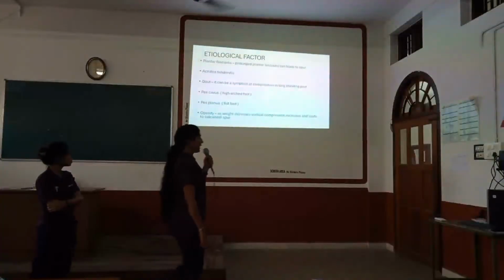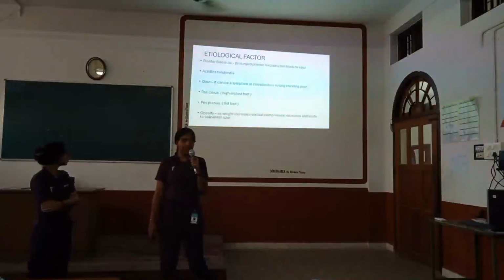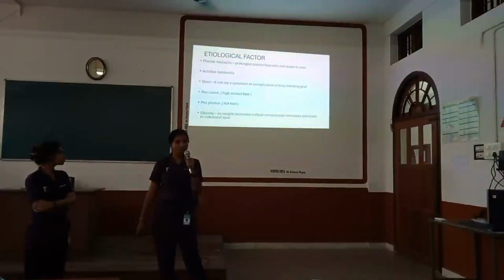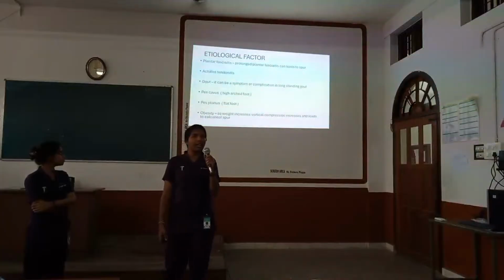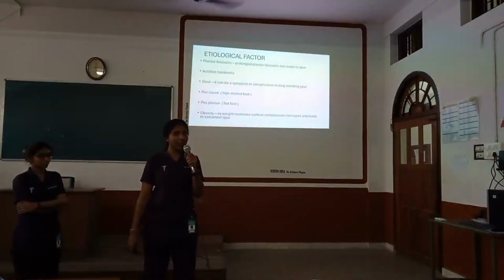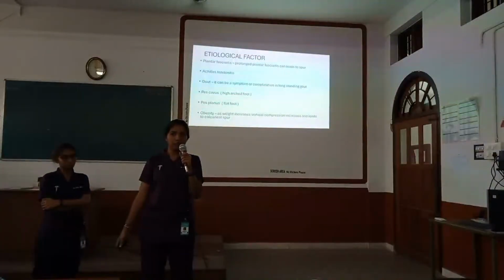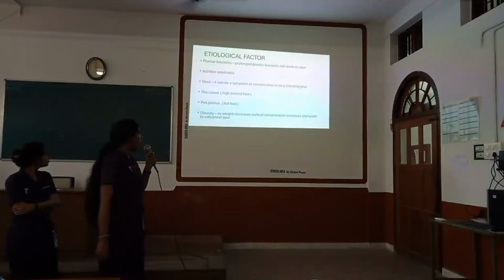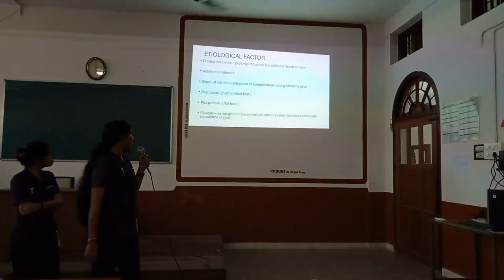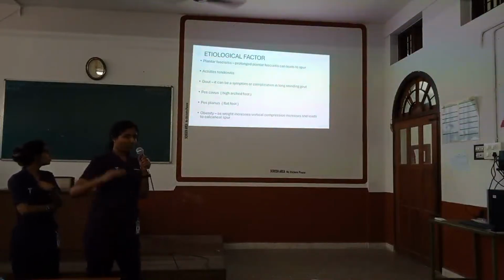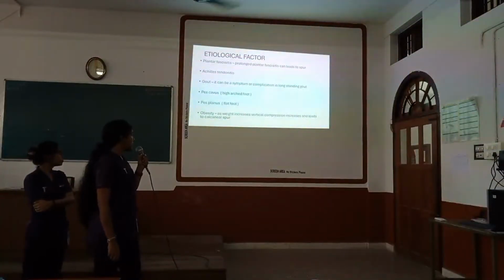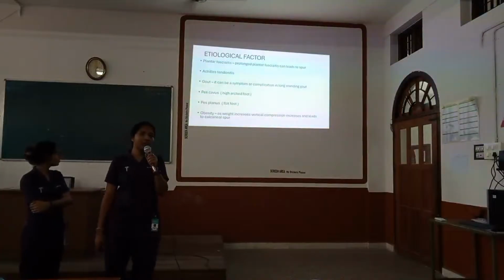Risk factors include prolonged standing. In case of long standing, uric acid crystals will accumulate in the joints, and further accumulation will result in tear of the Achilles tendon or plantar fascia, which leads to calcification and spur formation. Then pes cavus, which is also termed as high arched foot, or pes planus, which is termed as flat foot. Obesity: as weight increases, vertical compression increases, and it leads to formation of calcaneal spur.